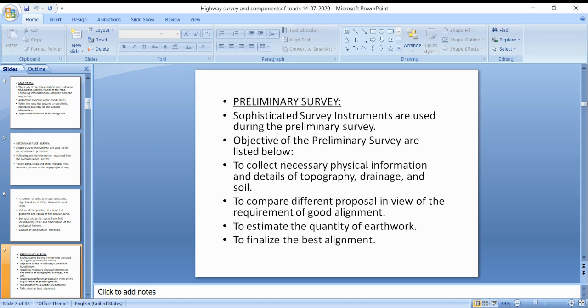To compare the different proposals in view of the required good alignment, it is necessary to estimate the earthwork also.